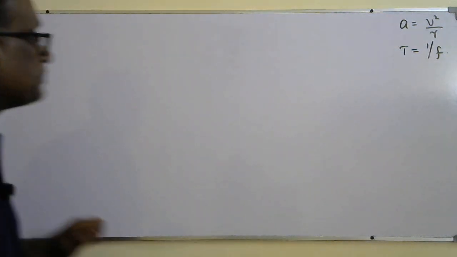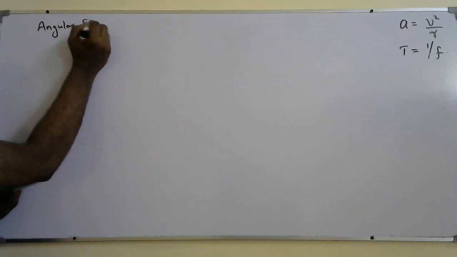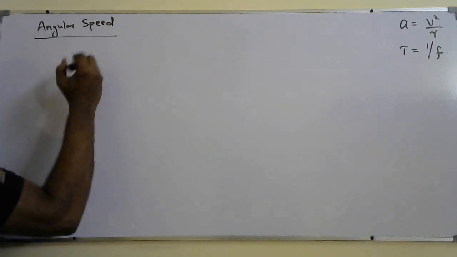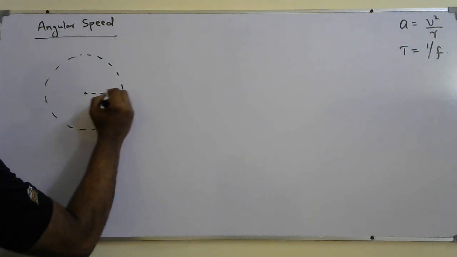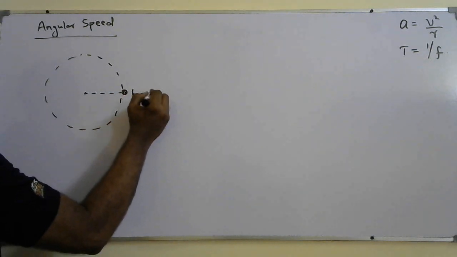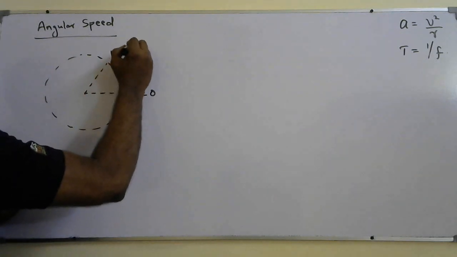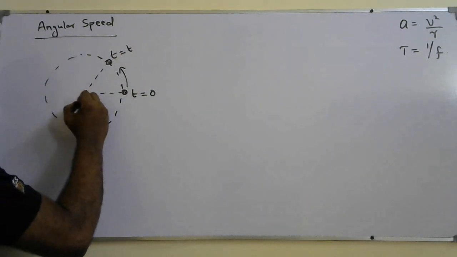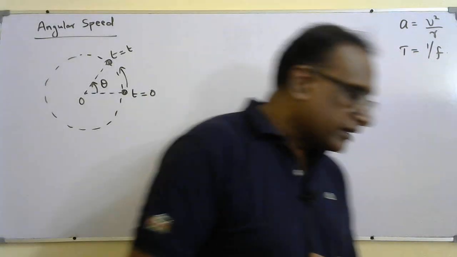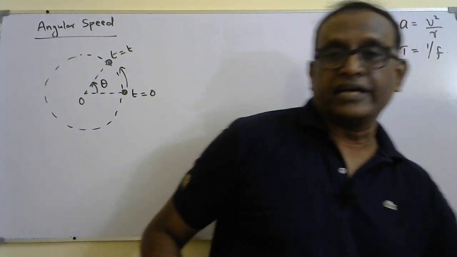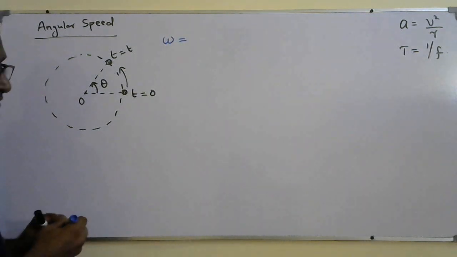Next thing is about angular speed. When an object moves on a circular orbit, imagine the object is initially at this position at t equals 0. It's moving in this direction, and later at time t equals t, the object has come to this position. The change in central angle is theta. So what does angular speed mean? Rate of change of central angle is defined as angular speed. Angular speed is denoted by omega.